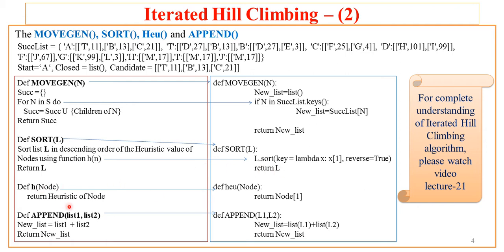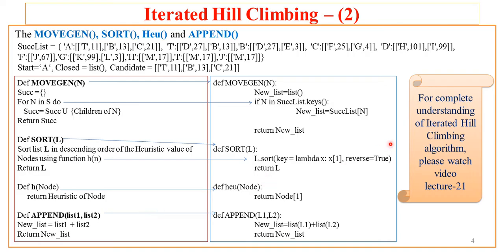Here the heuristic function takes the node and returns its heuristic value. So it is very simple. The HEU function is defined in Python. It takes the node and returns the heuristic value, that is node of index 1. That means for every node there is a pair of node name and heuristic value. So the node name is the node 0 part and the heuristic value is the node of 1 part, and that heuristic value is returned. The append function is also very simple. It takes two lists, concatenates them, creates a temporary list and returns it to the main function.